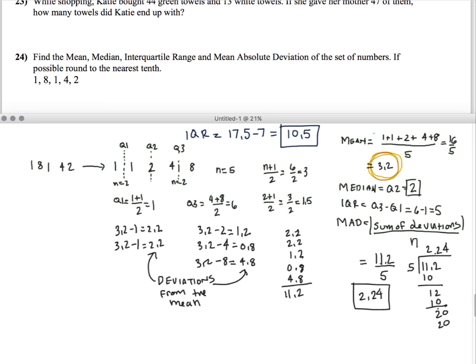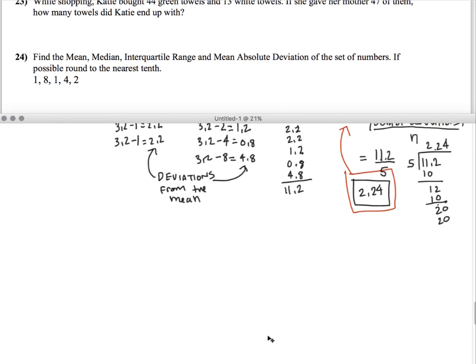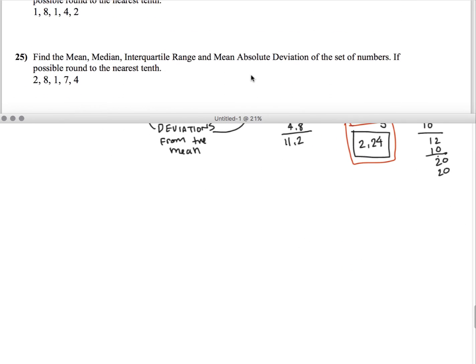So let's go ahead and see our mean, our median, our interquartile, and our MAD. Fantastic. Okay, let's try it again. So this time, our values, 2, 8, 1, 7, and 4. Now let me give you the steps if you really need steps, but you really shouldn't.